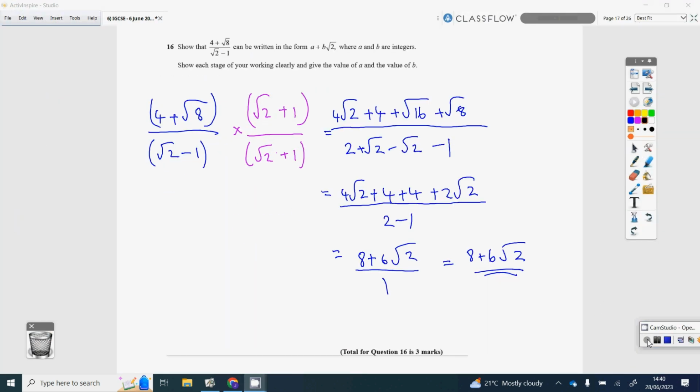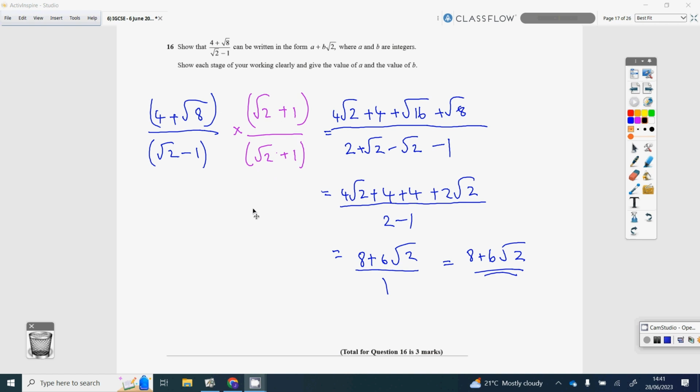Question 16. Now we're being asked to rewrite this in this format. So we've got to rationalize this fraction. We need to get rid of the denominator. Now, learning point. The key bit here is you're going to choose to multiply top and bottom by the denominator, but with a change of sign, and I'll explain why in a minute. So rather than multiplying by root 2 minus 1, we're going to multiply top and bottom by root 2 plus 1. So that bit in purple is the key learning point.